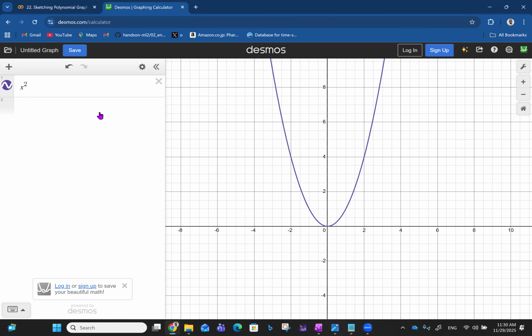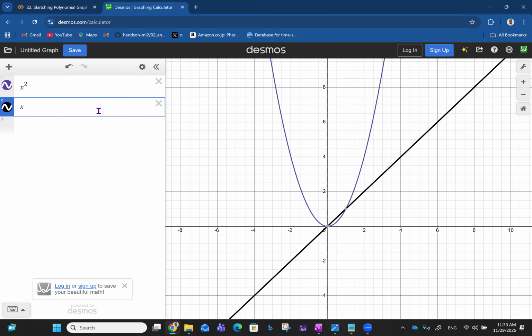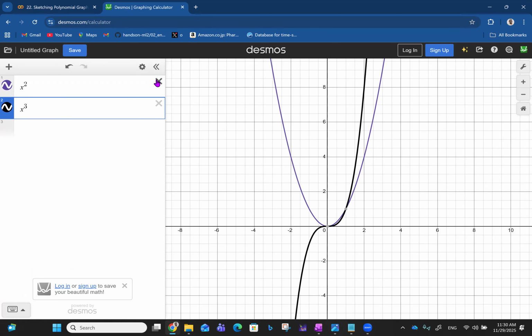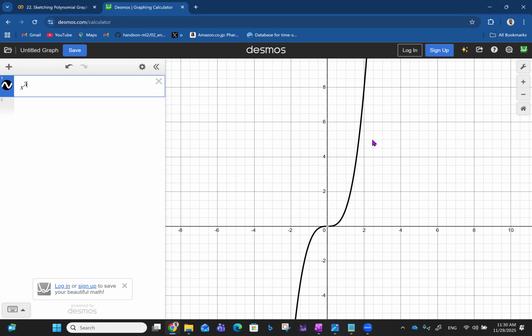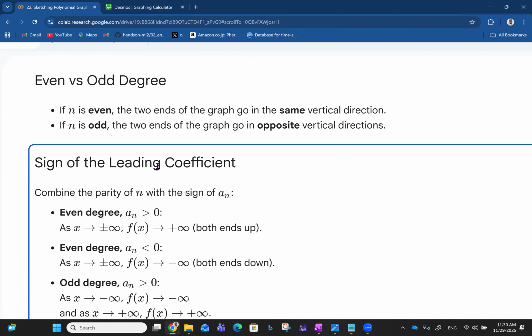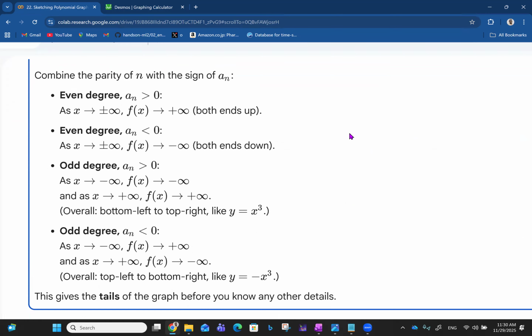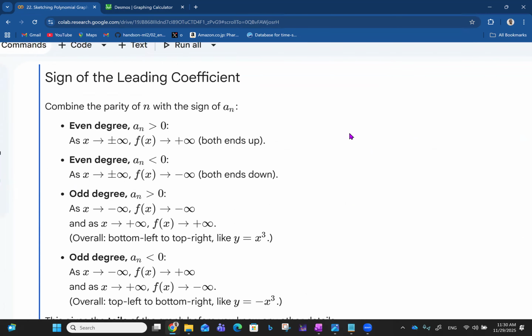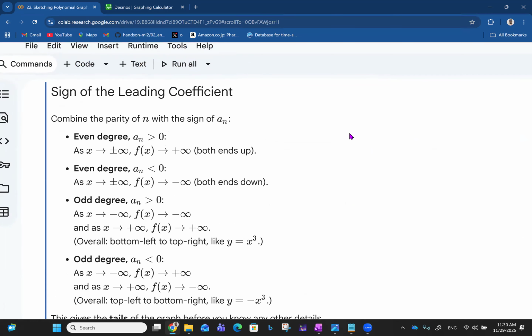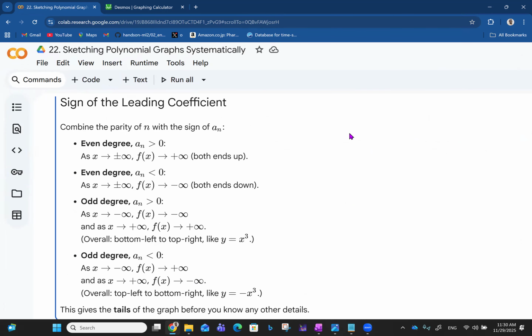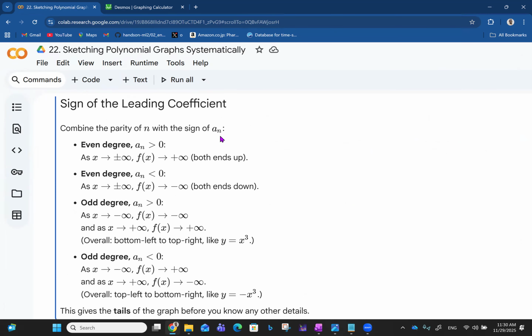But for x raised to power 3, let me remove this so we can see that in full. As this one is going up, this one is coming down. So that's what we mean by all this. If n is even, the two ends of the graph go in the same vertical direction. If n is odd, the two ends of the graph go in opposite vertical directions. So we talk about sign. The sign of the leading coefficient also has a determination in this. So combine the parity of n with the sign of a_n.